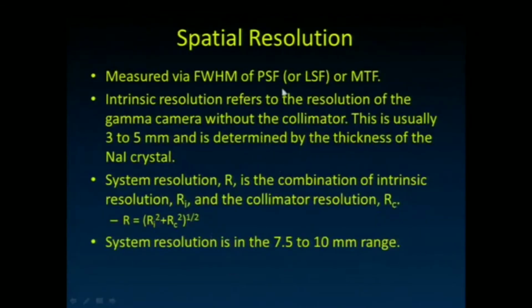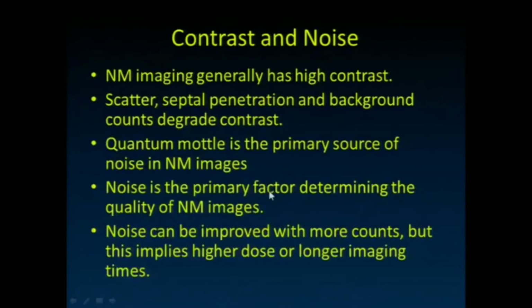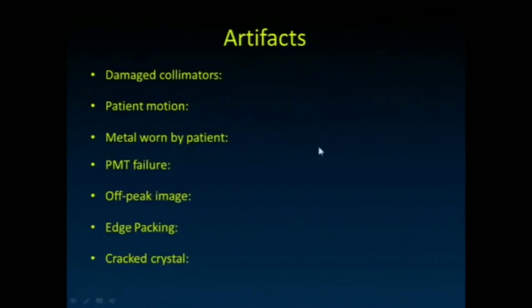I mentioned spatial resolution. Both the collimator and the detector play a role in here. I'm not going to go into that slide anymore. I mentioned the fact that nuclear medicine images have extremely high contrast. That's why we utilize them. There's also quite a bit of noise there. We can improve that noise by getting more counts, but realize that means either a longer imaging time or a higher dose to the patient. So we really want to find that appropriate balance between the contrast we need and the noise that we will accept. There are a number of artifacts that we'll see in nuclear medicine.